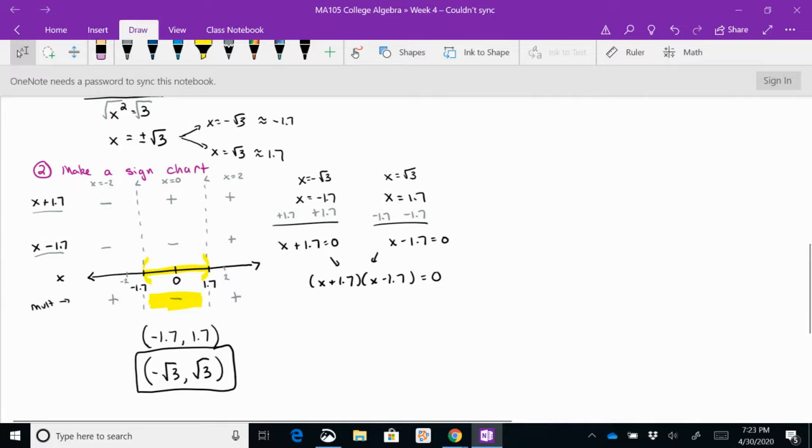For the rational inequalities, it's the same sort of idea. You're looking for where the top is equal to 0, where the bottom is equal to 0. You make a sign chart, but you're looking for the division.